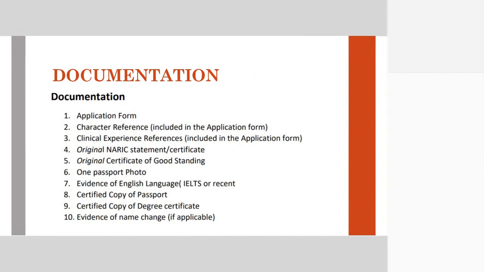The website clearly gives you an idea of what documentation you need to collect before you start the registration process, or at least during the process. You should make sure all of this is with you before you start. The application form, the character reference certificate, the clinical experience references, the original NARIC certificate, the original certificate of good standing, one passport photo, evidence of English language, certified copy of passport, certified copy of degree certificate, and evidence of name change.